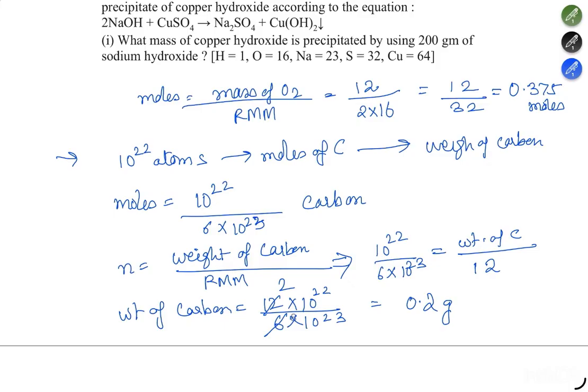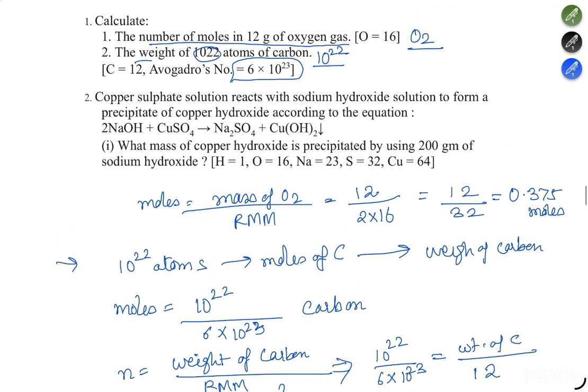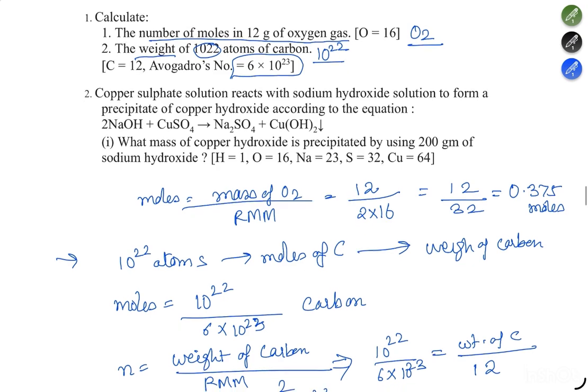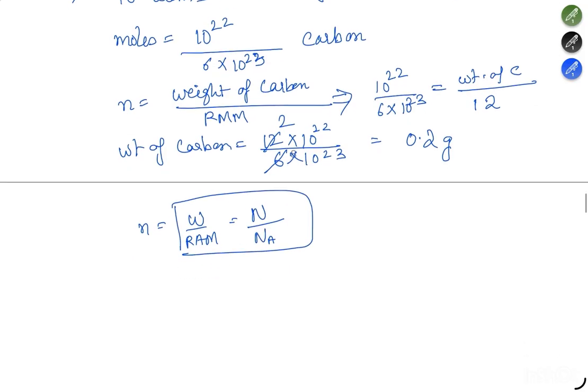The other way is that I told you in my previous video that we can do it in one step, where we find out what ratio they are giving. They are comparing the weight and the number of atoms. So the number of moles formula is the weight upon the RAM of carbon, which is also equal to the number of atoms present upon the Avogadro number. So I can use this formula and I can get my answer in one step.